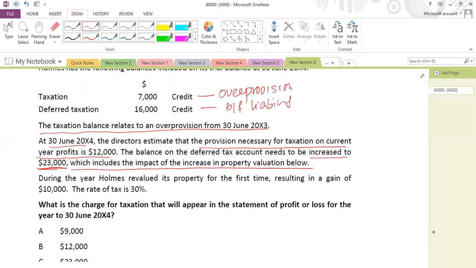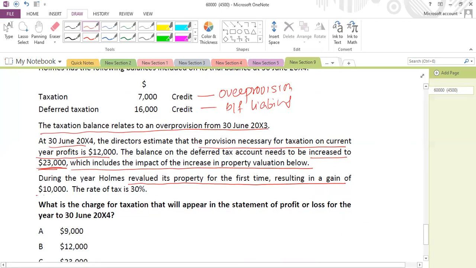During the year, there was a property revaluation resulting in a gain of 10,000 and the tax rate is 30%. So on this revaluation gain, there is a deferred tax of 3,000, which relates to revaluation. What will be the charge for taxation in the profit and loss account?